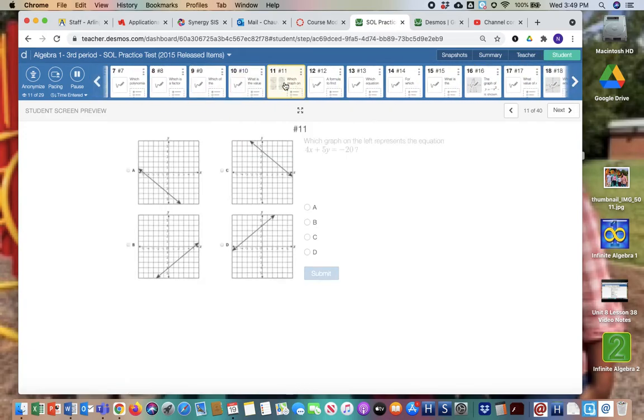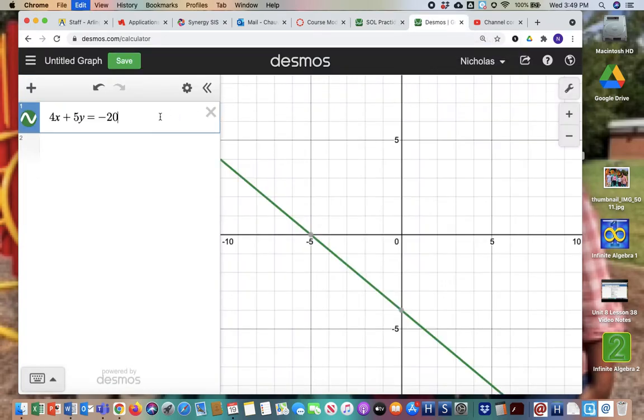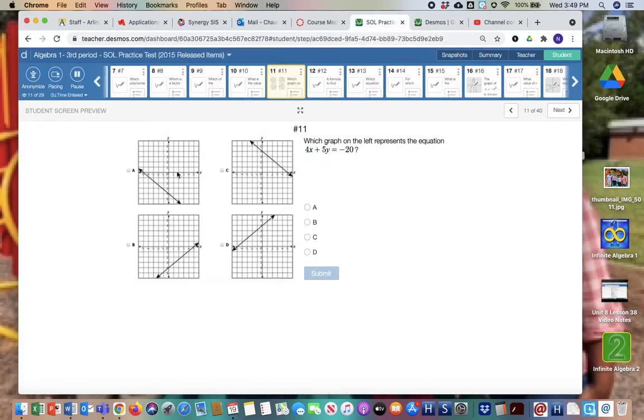Screen 11. Which graph on the left represents this equation? Again, you should get this right every time. You copy this. You put this in here. Okay, let's look at it. It goes through negative 5, 0, and 0, negative 4. And it's looking like a downward slope. So which one does that? Notice this one is the only one that's anywhere close, so that is A.